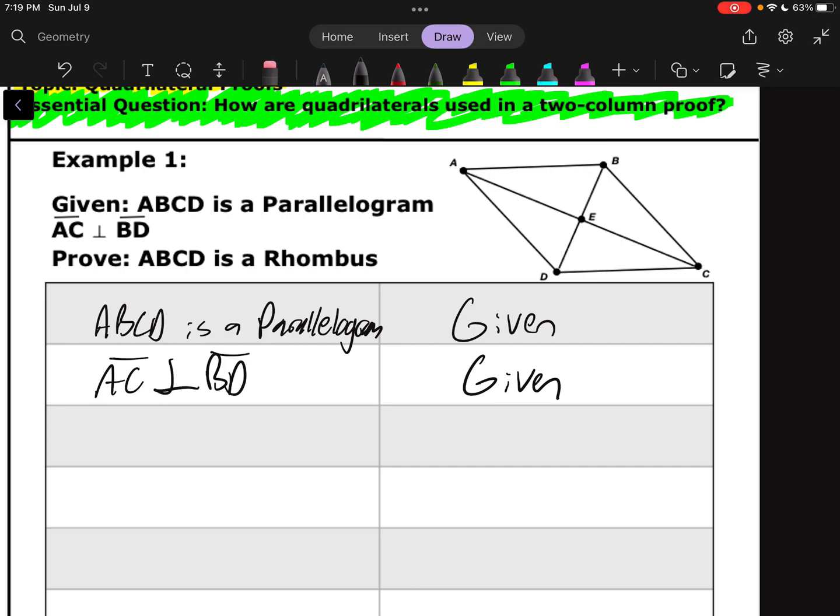Now, since it's already a parallelogram, we should know that AB is congruent to CD and that BC is congruent to DA, right? That's because all parallelograms have opposite sides that are congruent. That is the parallelogram opposite sides theorem.